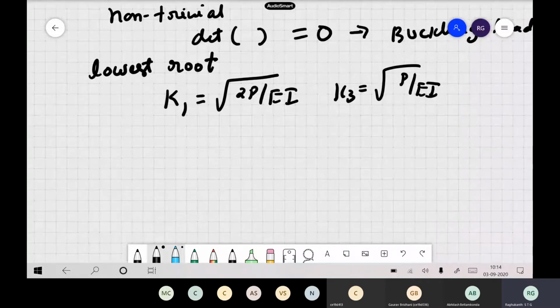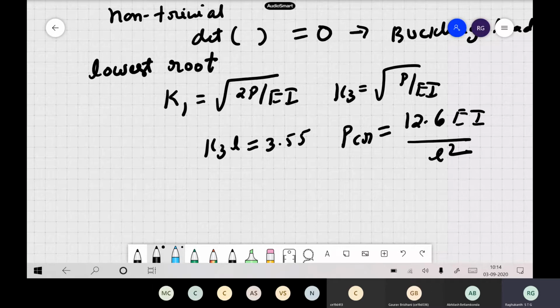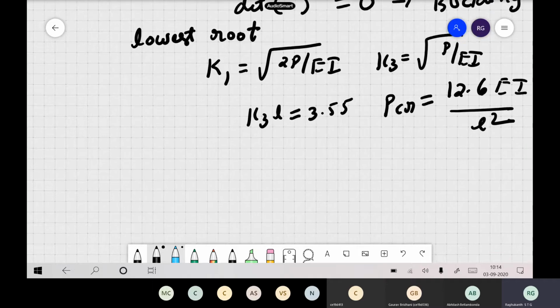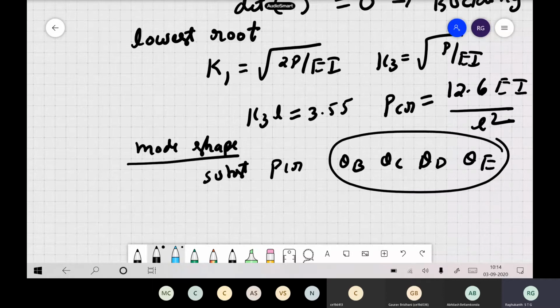Finally, it appears that K3L is equal to 3.55, and the lowest buckling load is 12.6 EI by L square. This is how to calculate the buckling load for this frame. Now to find the buckling mode shape, you substitute your buckling load and calculate theta B, theta C, theta D, and theta E. Their sign changes will tell you how the mode shape is going to become.